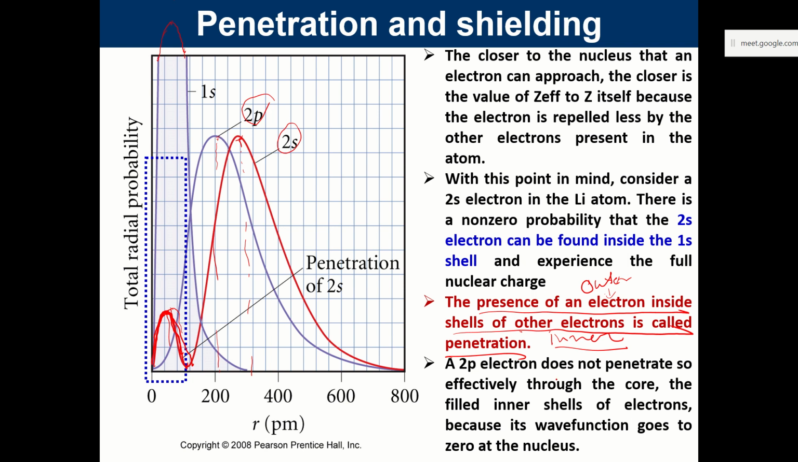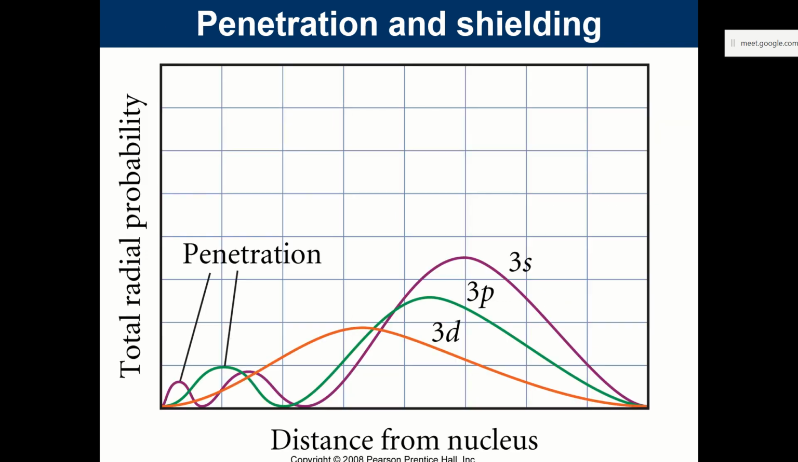So a 2p electron does not penetrate so effectively, जो अभी आपको मैंने बताया, आप देख सकते हैं प्रोबेबिलिटी डायग्राम में इसकी बहुत कम वैल्यू है यहाँ पे प्रोबेबिलिटी की। So because its wave function goes to 0 at the nucleus, whereas a 2s electron has maximum amplitude at the nucleus, so we can expect that penetration of 2s will be better. So this is what we call penetration.